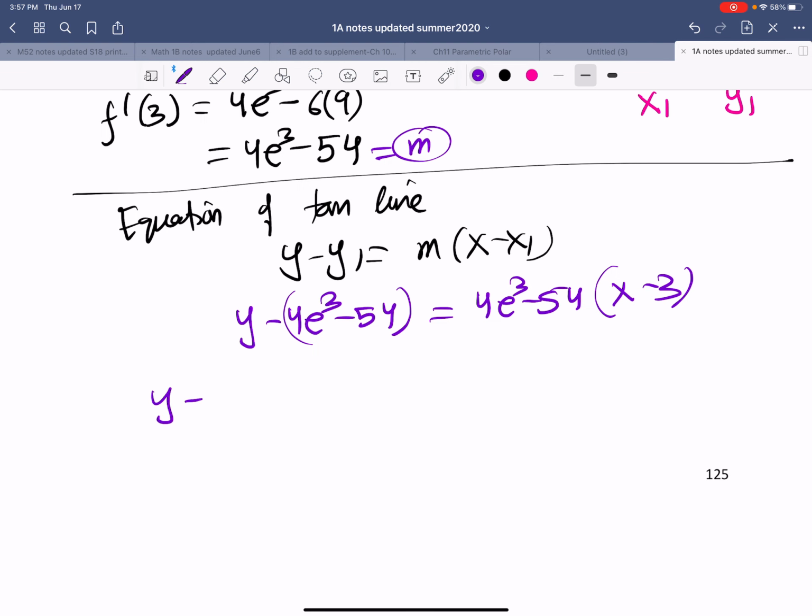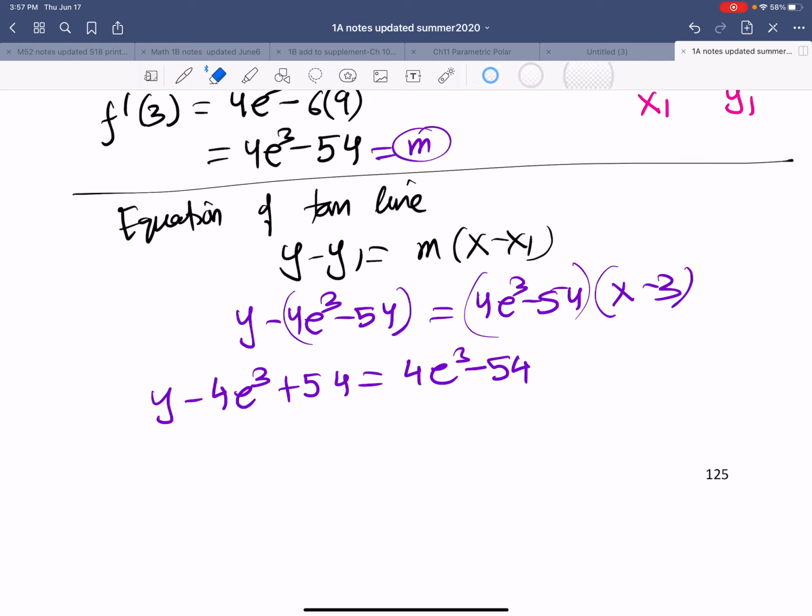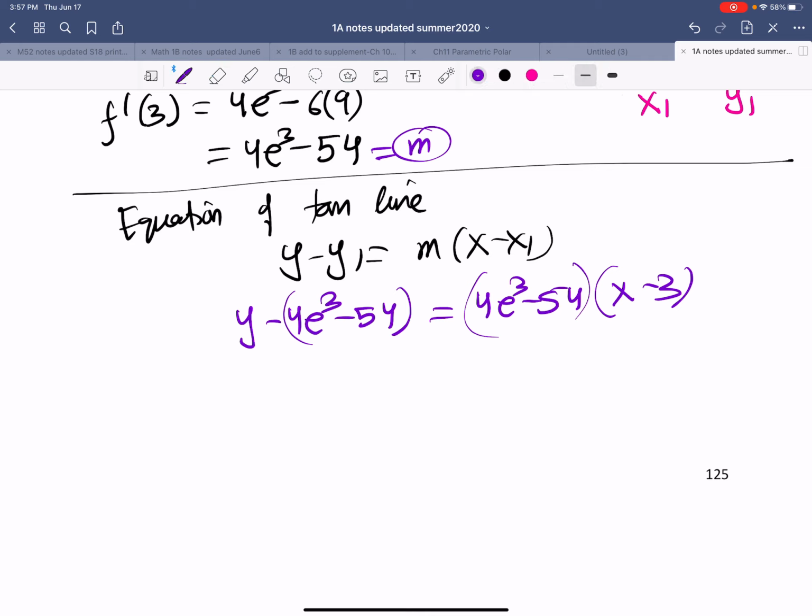Let's simplify. y minus 4e to the power third plus 54 equals 4e to the power third minus 54. Oh, we have binomials here. I'm going to leave it at this point. You can distribute the binomial if you want to, but I'm just going to leave it in the form y minus y1 equals m times x minus x1. That's all for this video.